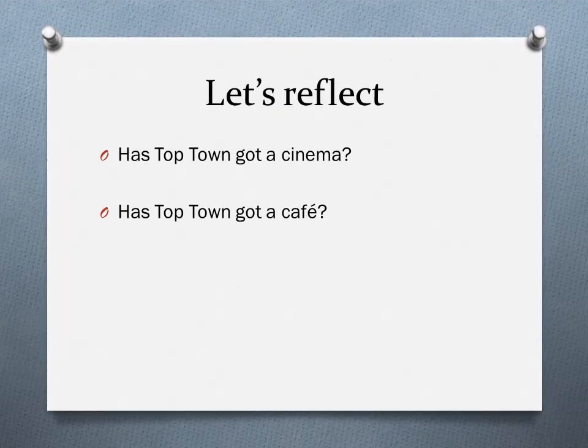There are both questions here. The first question was, has Top Town got a cinema? What did you answer? Hopefully you answered yes, it has. It does have a cinema. You could see that in the picture, right? And the second question is, has Top Town got a cafe? No, it hasn't. So I hope you now understand what we mean when we say has got and hasn't got. Let's move on.